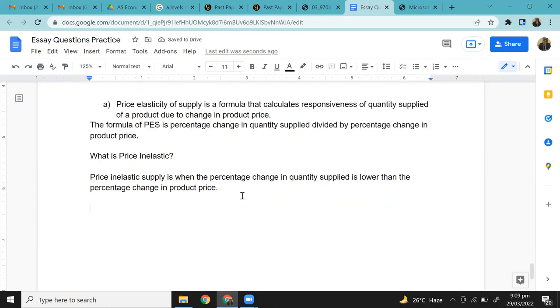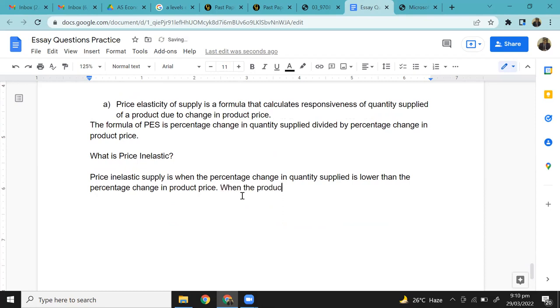So price inelastic supply is when the percentage change in quantity supplied is lower than the percentage change in product price. Easy? We good? Okay. Now moving forward, students, we will talk about what causes the supply to be price inelastic.